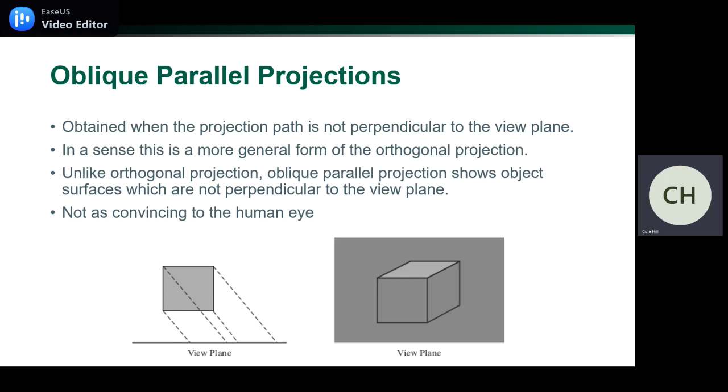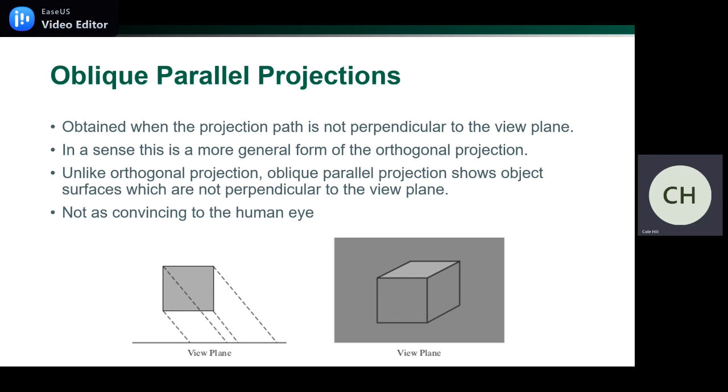Continuing on from orthogonal projections, oblique parallel projections are obtained when the projection path is not perpendicular to the viewing plane. In a sense, this is a more general form of the orthogonal projection, in the case that the base case for the oblique parallel projection is the orthogonal projection. I'll go over more of this a little later.